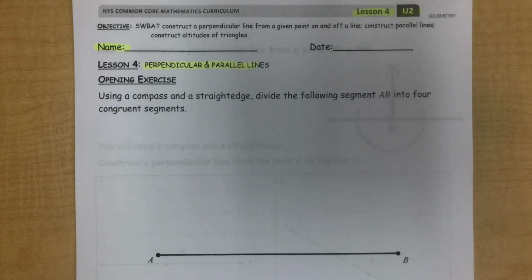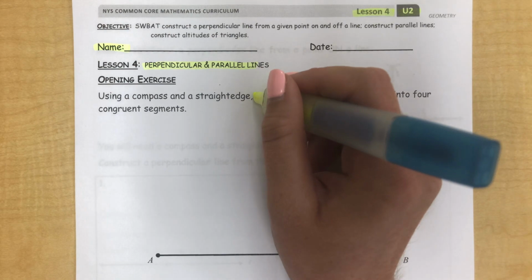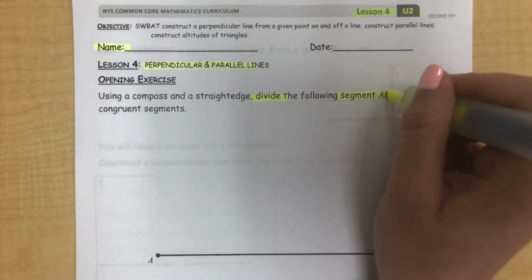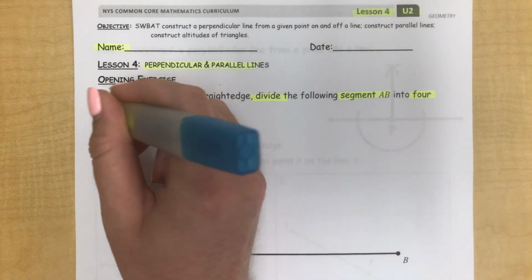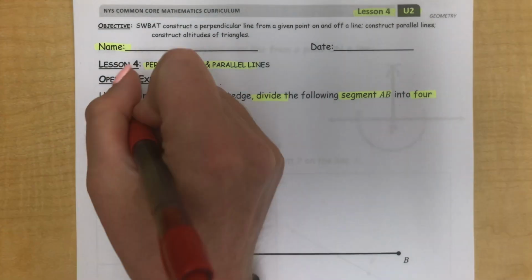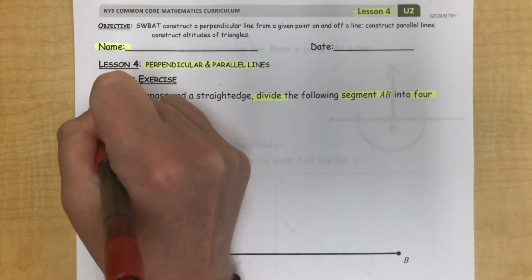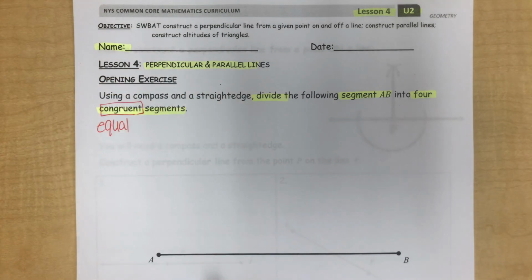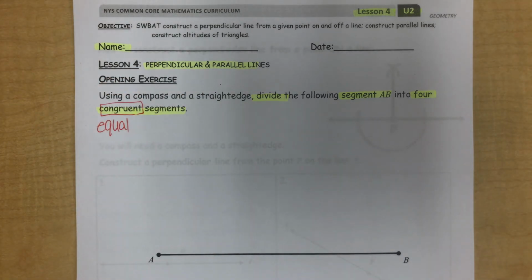So it says, using a compass and a straight edge, divide the following segment, AB, into 4 congruent segments. So I'm just going to highlight what the question's asking us to do. We have to divide segment AB into 4 congruent segments. Now, if you remember, the vocabulary word congruent means equal. So I'm really trying to divide this segment into 4 equal pieces.